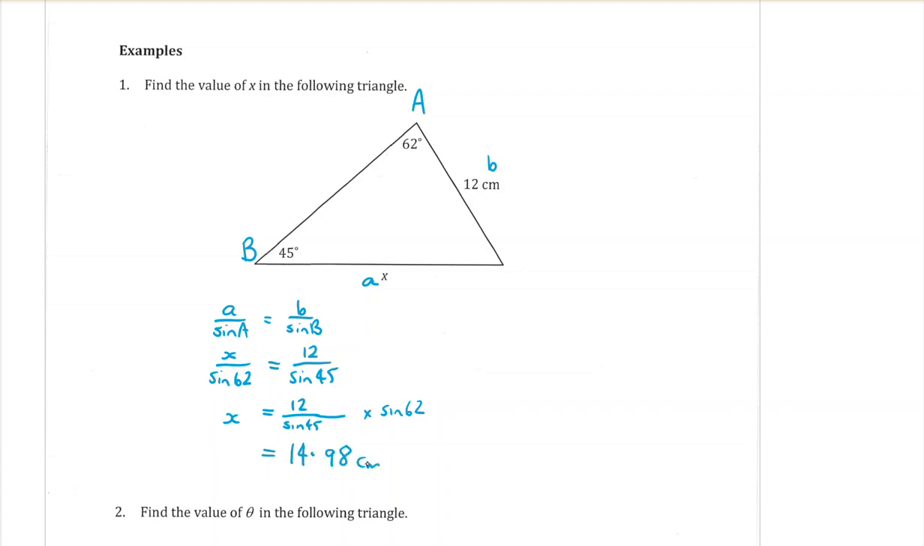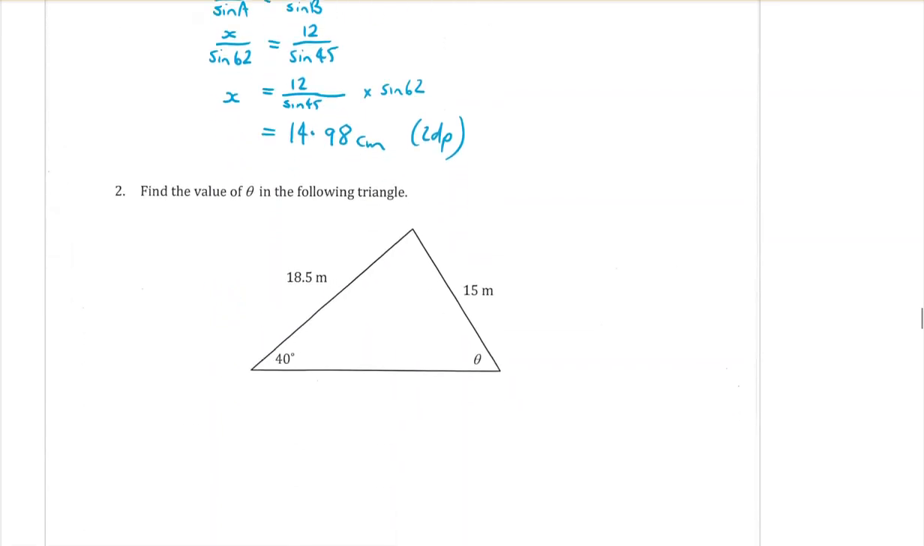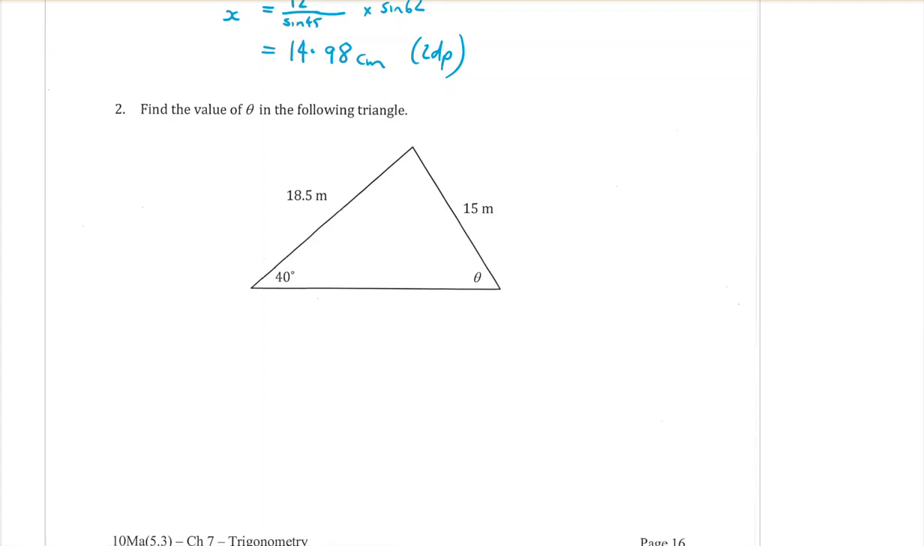14.98 centimetres. Okay, that's to 2 dp. Okay, wasn't so bad, was it? Let's try it again. That's the sine rule. Question 2. Find the value of theta in the following triangle.